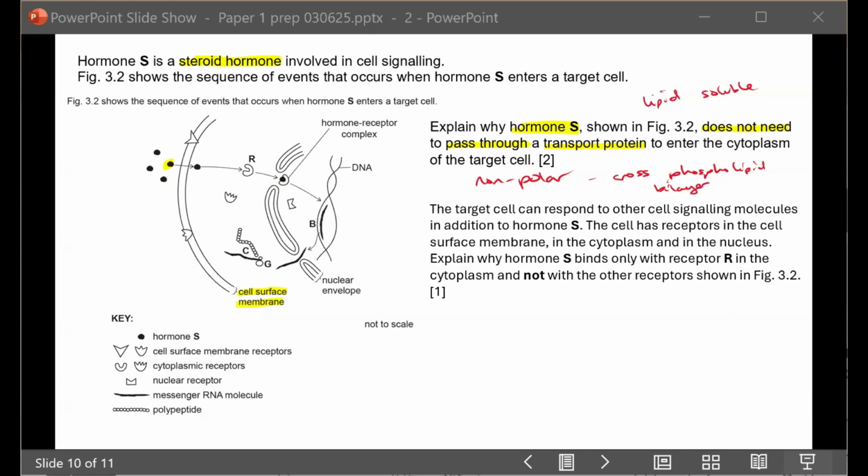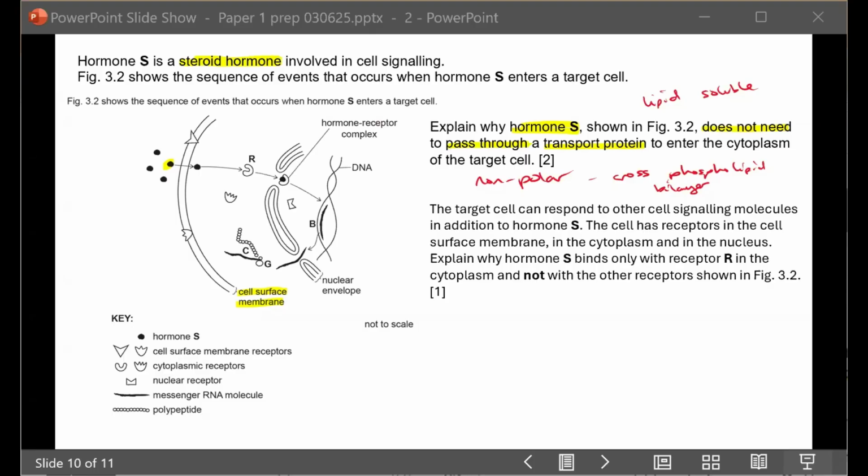No, no, no, no, no. It's not two. That would only get you one, because the lipid soluble part of it is just you naming the molecule. The fact that it can cross the phospholipid bilayer because it's not repelled by the hydrophobic region is the second marking point. So it's important that it can pass the hydrophobic core because it is hydrophobic itself. So you need those two points to get the marking point.